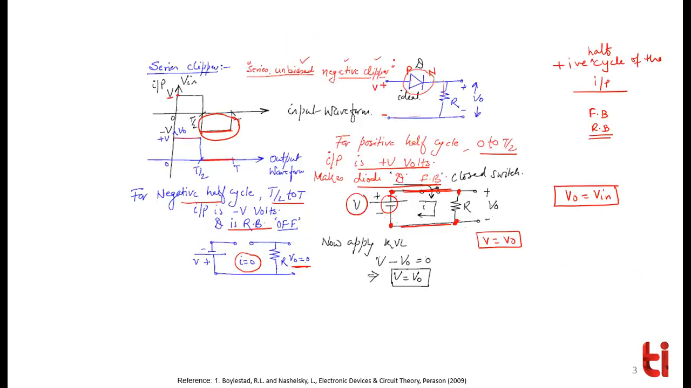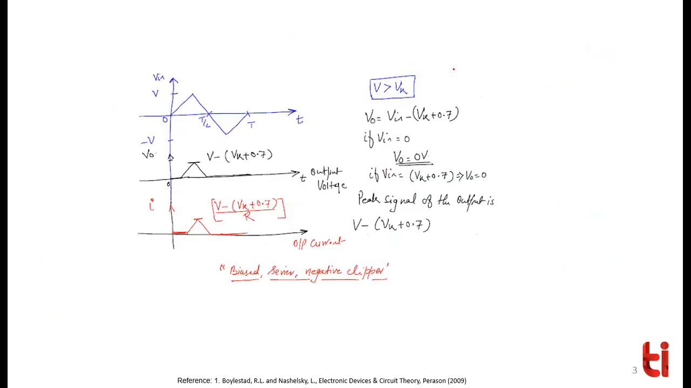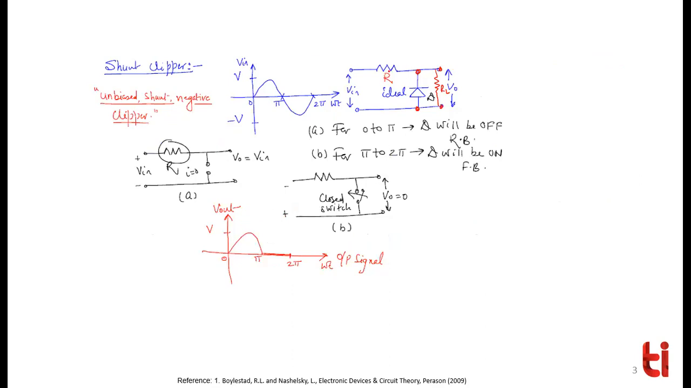In the series clipper, the load is also acting as the resistance to limit the current. Here you have one more resistance to limit the current in the diode. So here the diode is in parallel with the load, and across the load you are taking the voltage V0. So that's why we call it a shunt clipper.